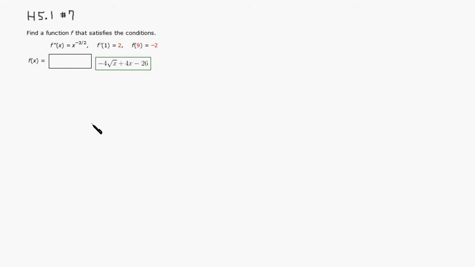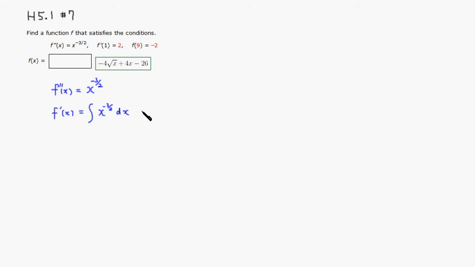Okay, let's look at homework 5.1, number 7. All right, so we have a second derivative given. The second derivative of f of x is x to the negative 3/2 power. In order to go back to the first derivative, we need to take the antiderivative of x to the negative 3/2 power with dx, right?